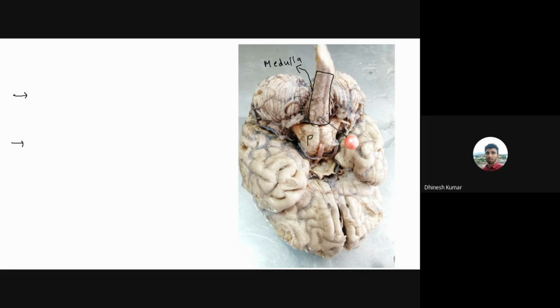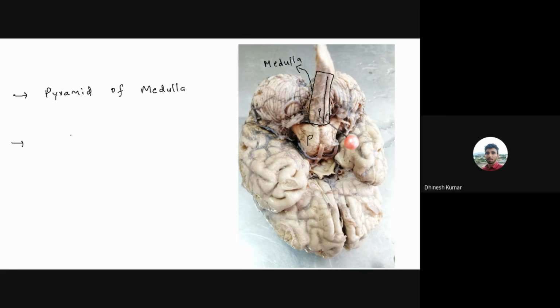In the medulla, this is the anterior median fissure of the medulla. And on either side of the anterior median fissure of the medulla, I am marking something as P. What is that? That is the pinned area actually. Yes, that is the pyramid of medulla. So the pinned area in this diagram is the pyramid of medulla oblongata.